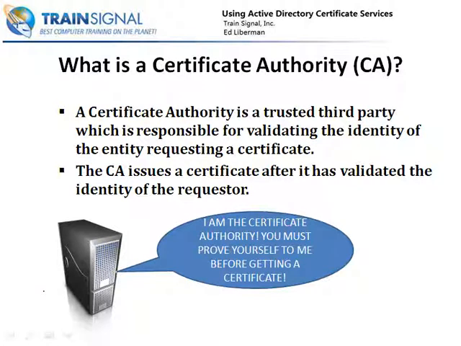Now, the CA is a trusted third party whose primary responsibility is simply to validate the identity of the entity requesting the certificate. So, if a user wants a certificate, that user is going to have to go to a CA and prove exactly who they are through some other form of identification. Now, once the CA has indeed been convinced that you are who you say you are, well, then the CA will issue you a certificate.